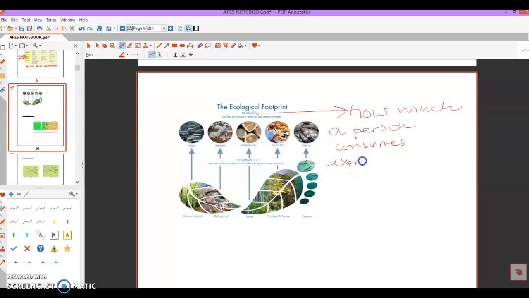Okay? So basically, the ecological footprint is a specific measure. What the ecological footprint measures is how much a person consumes expressed in area of land. Okay, so typically it's going to give you a number in hectares. Hectares is simply a measurement of a portion of land. And what it takes into account is how much energy you use, where you live, the amount of paper you use, how much food and fiber you consume, and seafood.